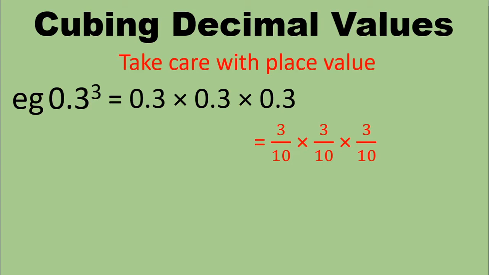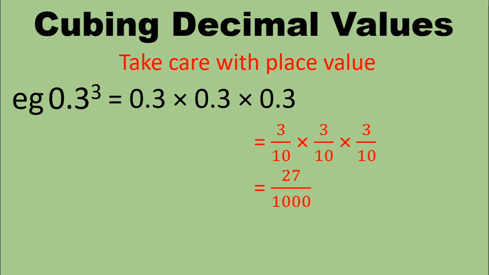I multiply my whole number numerators together, 3 times 3 times 3, and then I multiply my whole number denominators together. That's 10 times 10 times 10. And those are both fairly easy for me to do. I know that 3 cubed is 27, and I know that 10 cubed is 1,000. So this is 27 over 1,000.